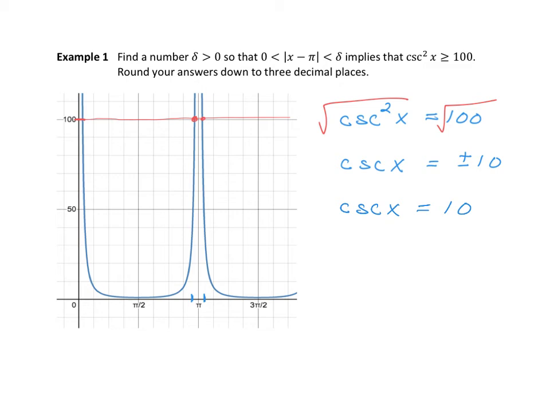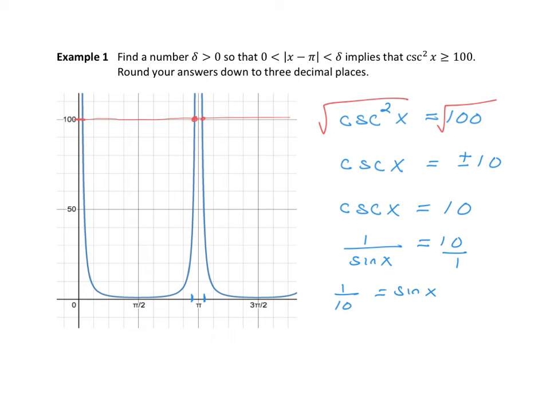Now the definition of cosecant is 1 over sine of x. And we're asking, where is that equal to 10? You can cross multiply and write this as 1 over 10 is equal to sine of x. Now there is no nice solution to this equation. I think we have to use an inverse trig function to figure out the value for x.